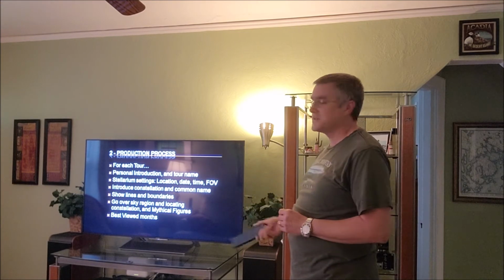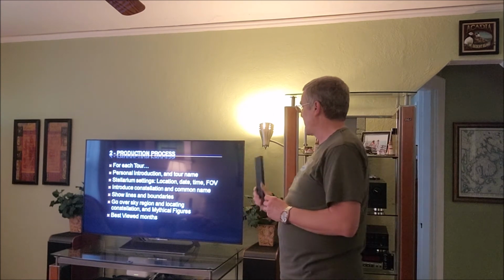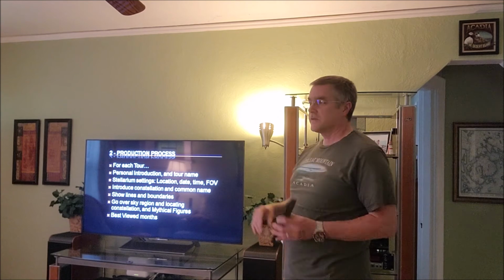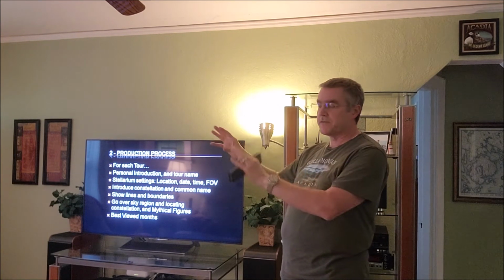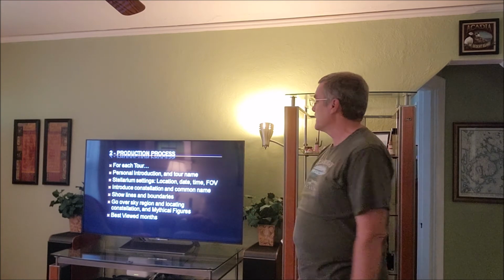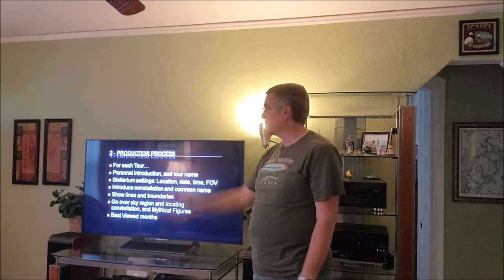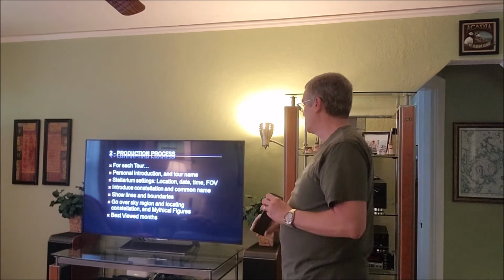Then I show the lines and boundaries to show the shape of the constellation on the sky. Then I go over the sky region. So if I'm talking about Orion, I'm going to talk about where it is. Okay, it's in the south tonight. You've got Monoceros on this side of it. You've got Lepus underneath it. You've got Taurus up here to the right. So I introduce the region of the sky where the constellation is.